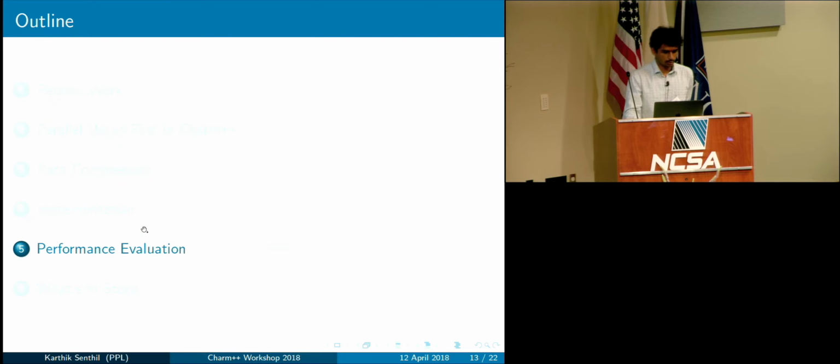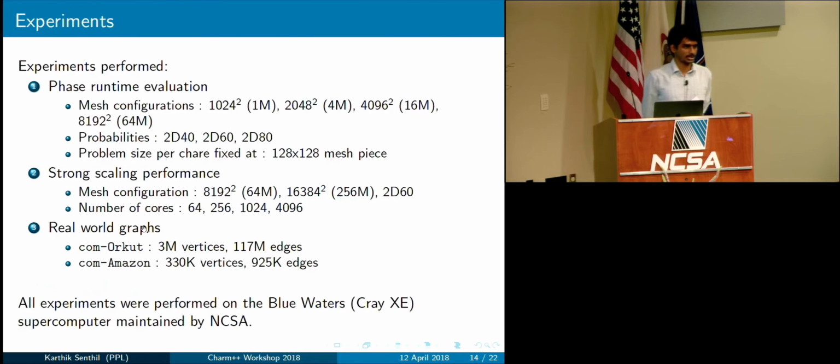So now moving on to the performance evaluation. To give some performance numbers, we did various experiments, specifically using synthetic graph generators called the probabilistic mesh, which is a concept borrowed from cluster dynamics in computational physics. The first kind of experiment that we did was to evaluate the phase runtime to find out which portion of the library is spending maximum execution time. And we used various mesh configurations ranging from 1 million all the way up to 64 million vertices. And we used different probabilities as well.